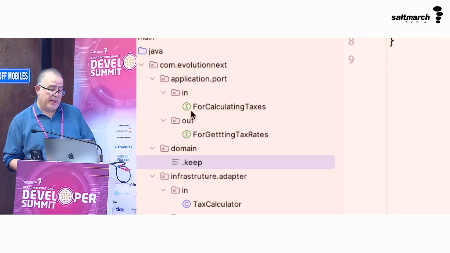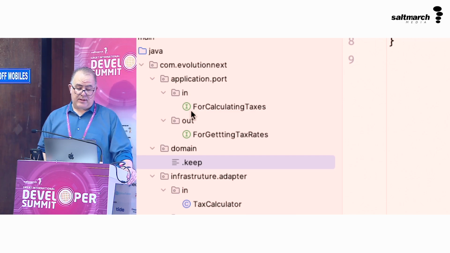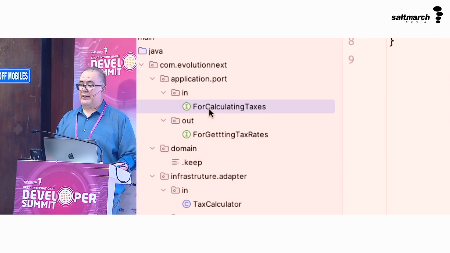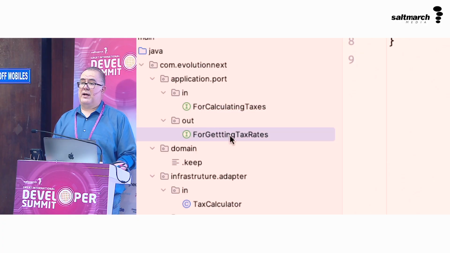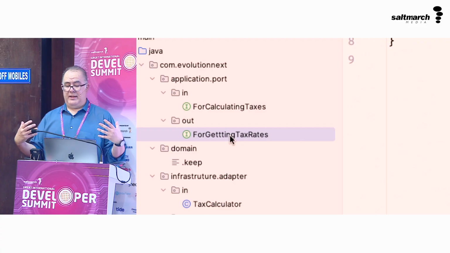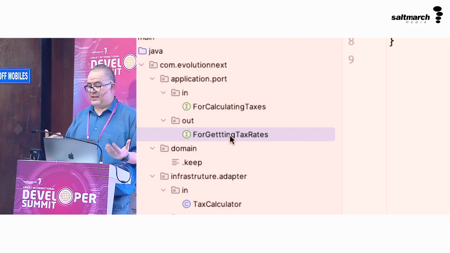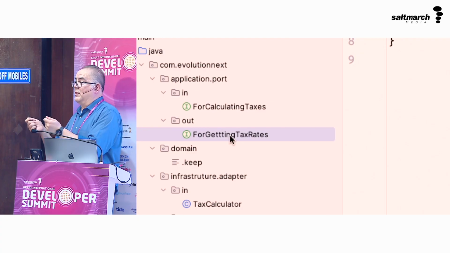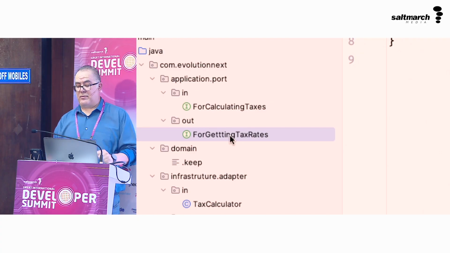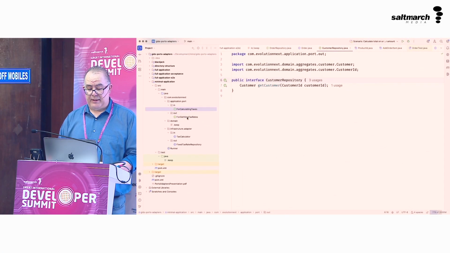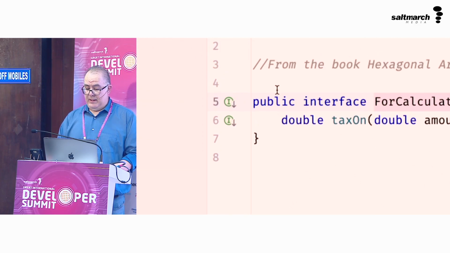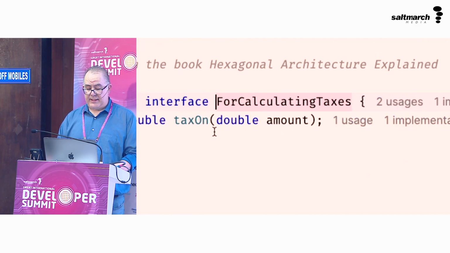So in the book, their opinion is these interfaces should resemble a use case. So this use case here is for calculating taxes, right? The use case for out is for getting tax rates, right? I'm trying to calculate taxes for something of a scale, and these interfaces are going to represent the ports. Again, the ports are just going to be interfaces, and that's what we're looking at here. So, excellent. So for the calculating, here it is. Public interface for calculating taxes.